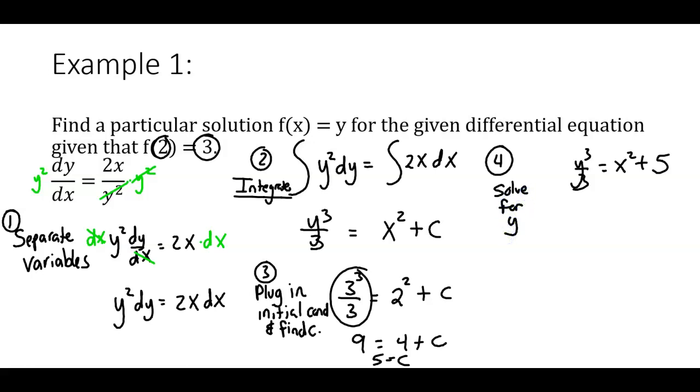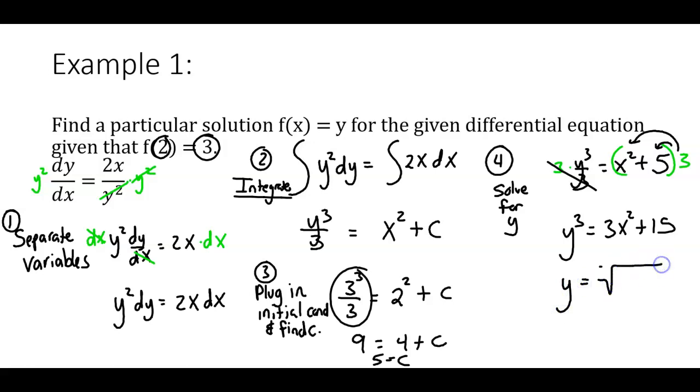So you want to get y by itself. So the first thing that I would do here is I would multiply both sides by 3. So when I do that, these 3's cancel out, leaving me with y cubed. And on this side, we're going to distribute, and we're going to get 3x squared plus 15. And the way that you get rid of a third power there is you take the cube root. And as you guys recall, cube roots don't require a plus and a minus. Only even roots do that. And so there is our final solution.